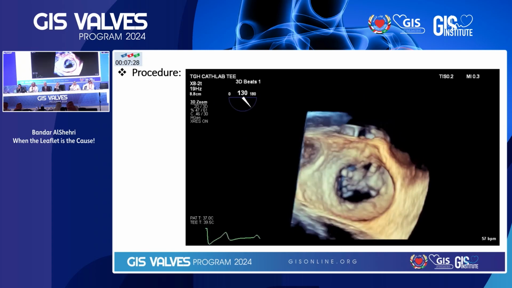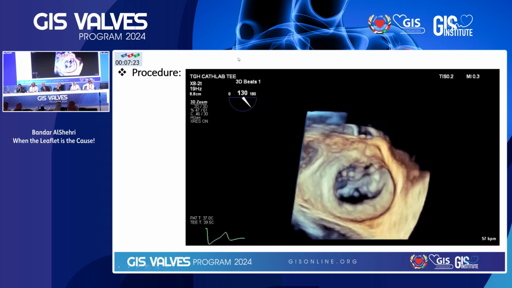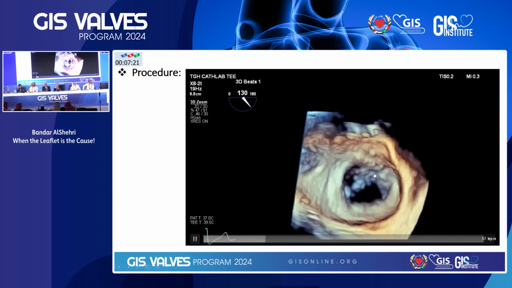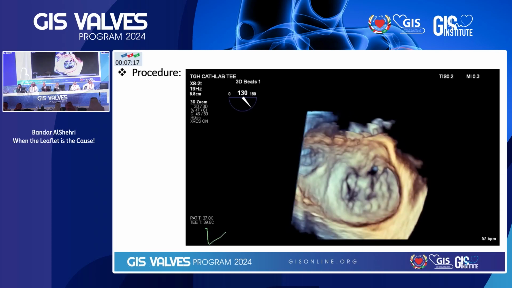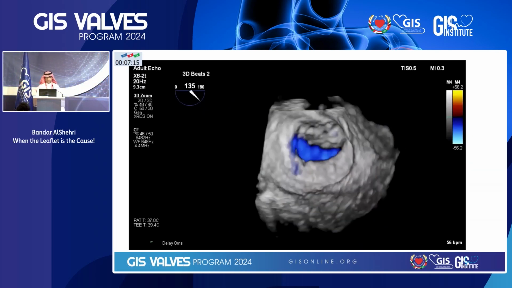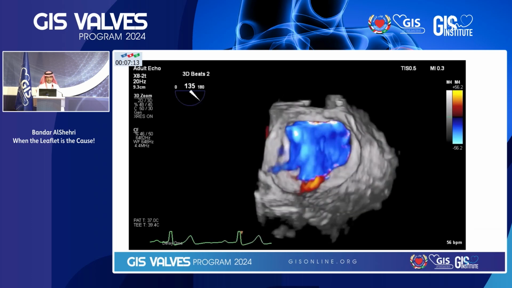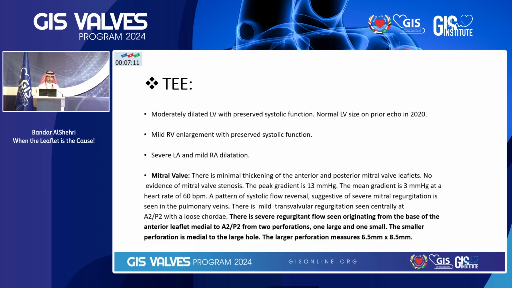So the anterior leaflet is at the top of the screen. Can you point out? You can see a couple of holes there. Yes, exactly. So as you see here in the 3D, there is a circular defect of the anterior leaflet clearly at the base of the A2.